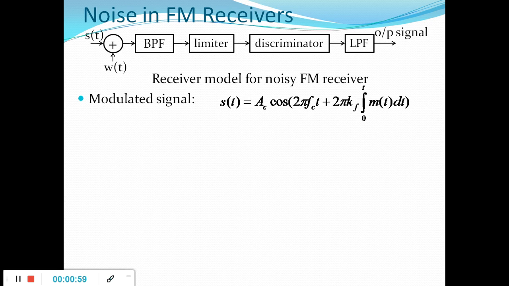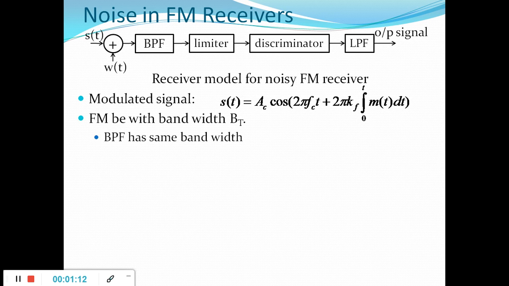The modulated signal is a FM signal, which is given by the expression s(t) = Ac cos(2 pi fc t + 2 pi kf integration of m(t) dt). FM will have a bandwidth of BT hertz as given by the Carson's rule. The band pass filter will have the same bandwidth as that of the FM signal, because the band pass filter has to allow FM signal having a bandwidth of BT hertz.